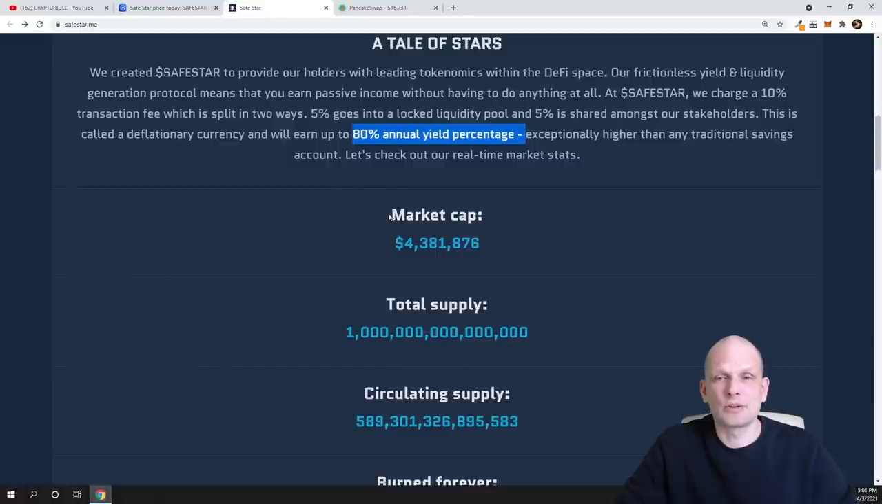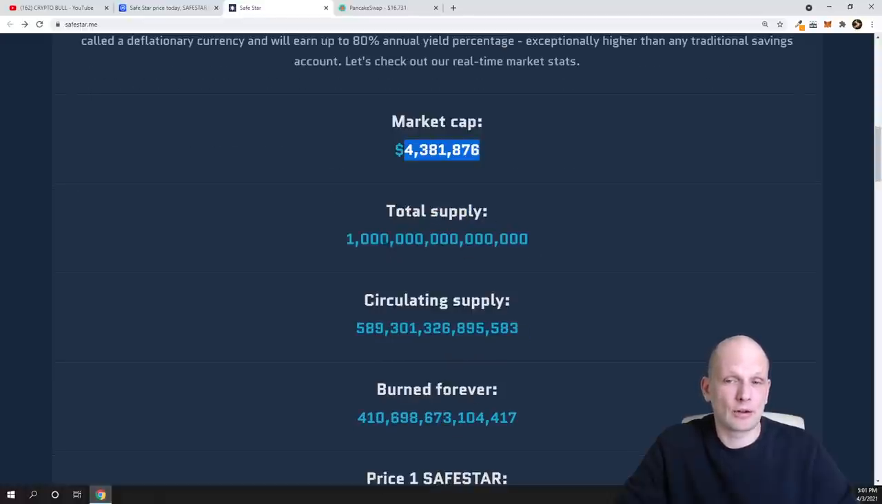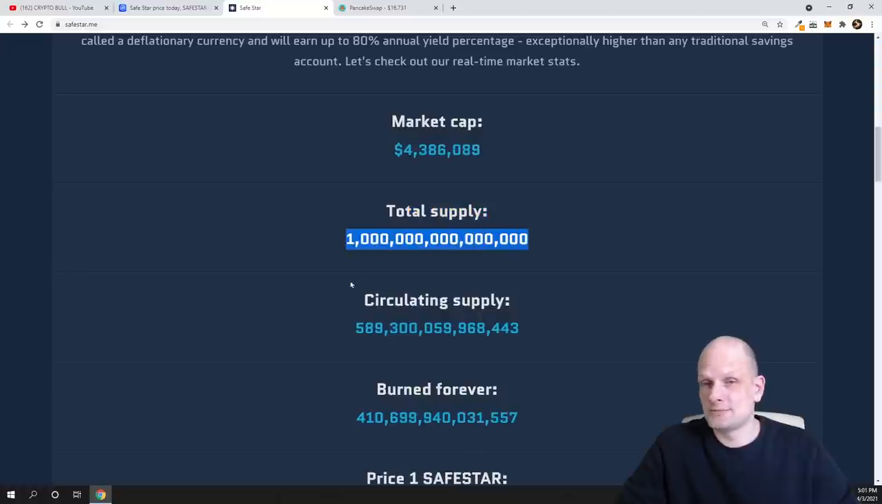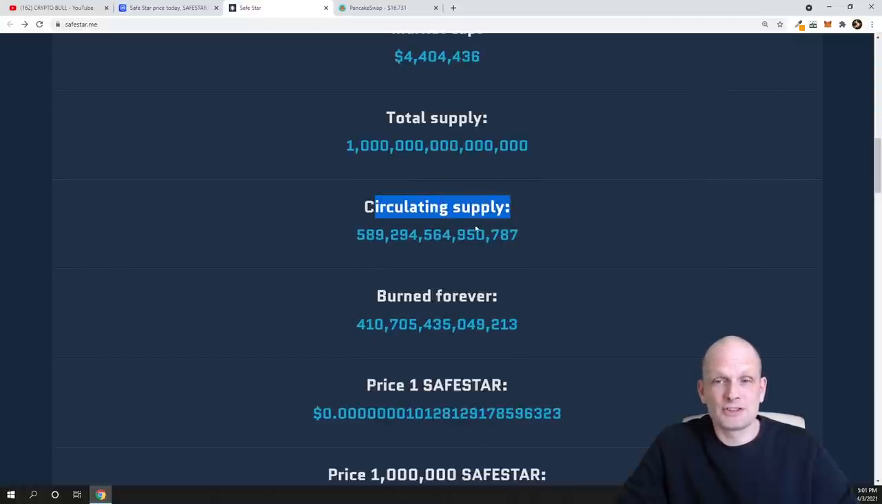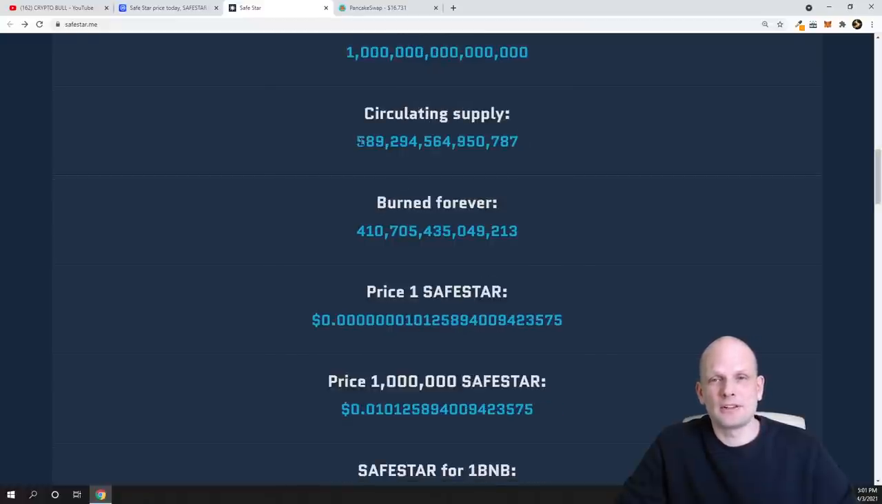And now let's have a look at tokenomics. Market cap is 4 million already, and total supply is this number, guys. This would be million, this would be billion, this would be trillion, and this is next quadrillion. Probably that is a quadrillion number, guys. Circulating supply, you can see that currently is this number, 589,294,564,000,000, and 558,000 whatever is in circulation.